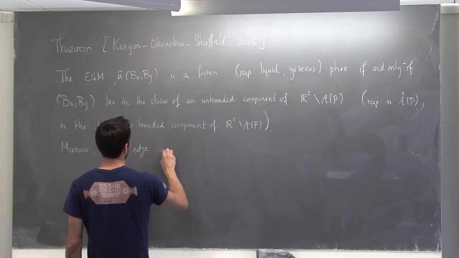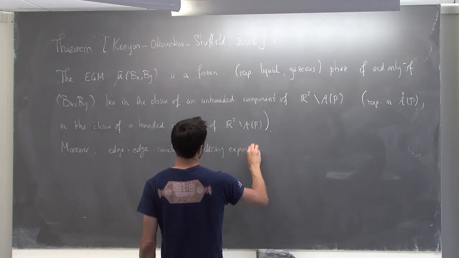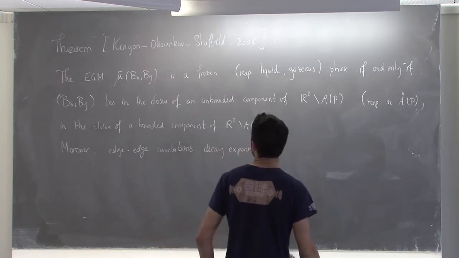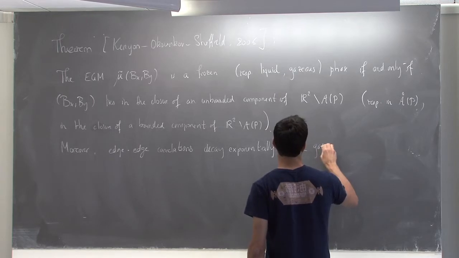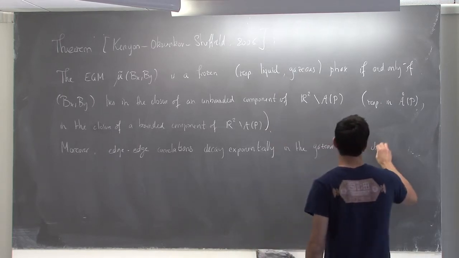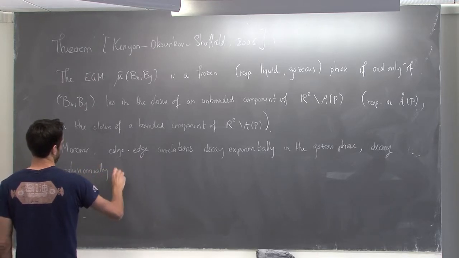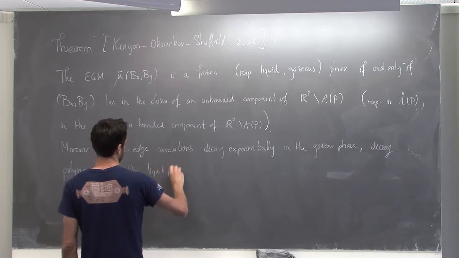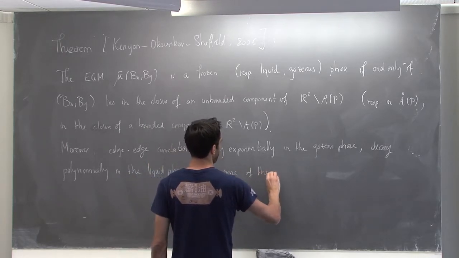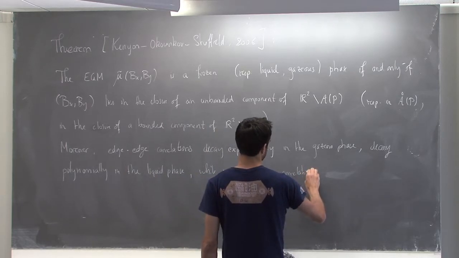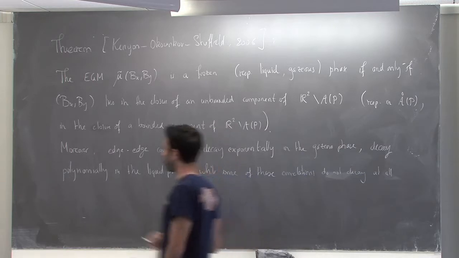what we had called edge-edge correlations, you remember, decay exponentially fast in the gaseous phase, decay polynomially in the liquid phase, while some of these correlations do not decay at all in the frozen phase.